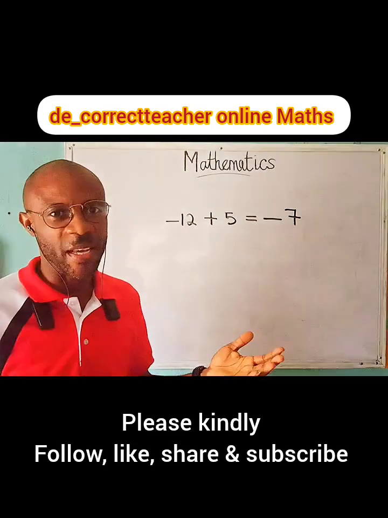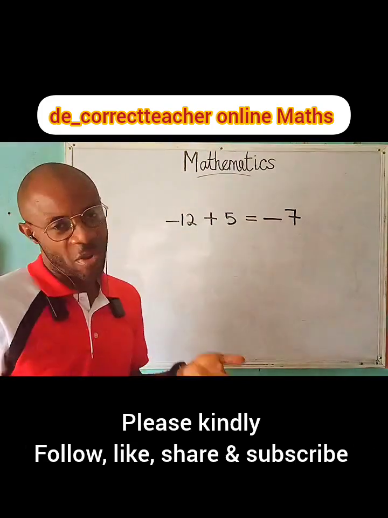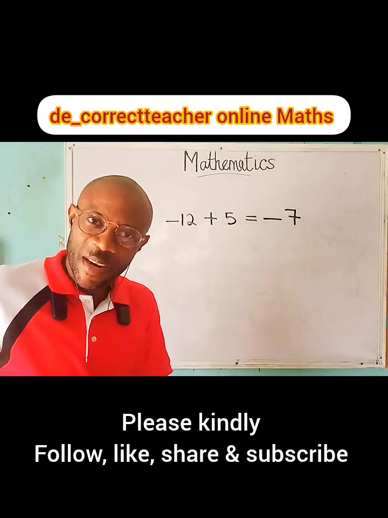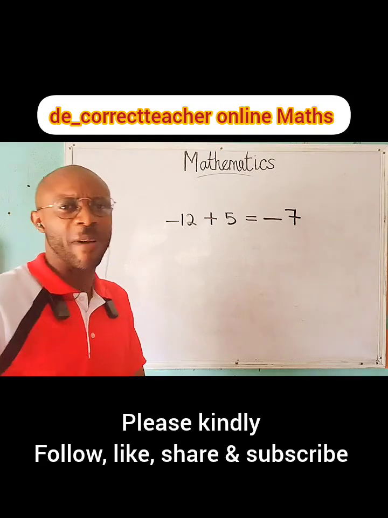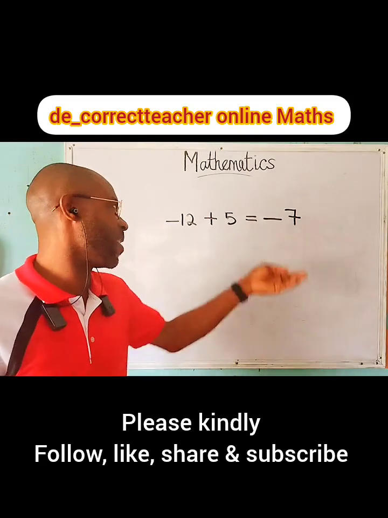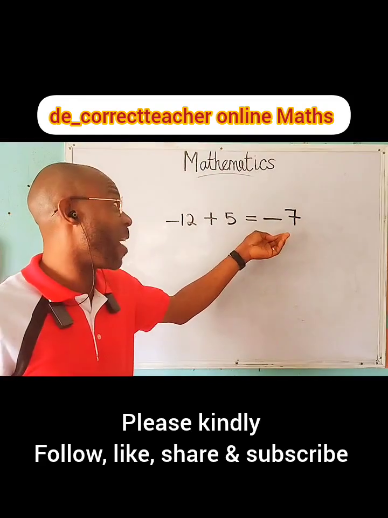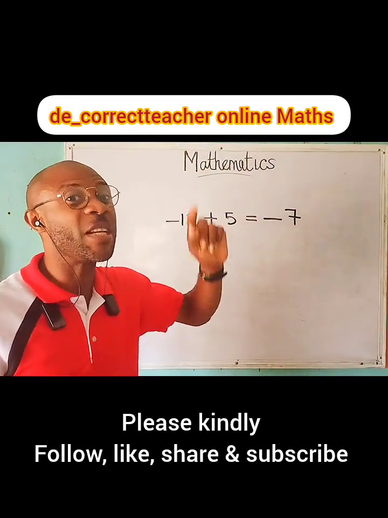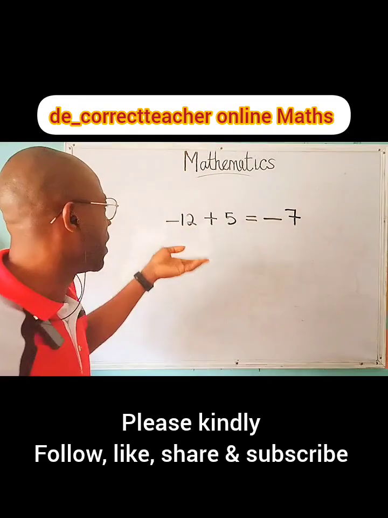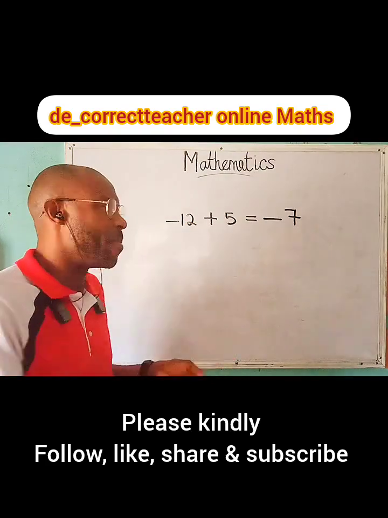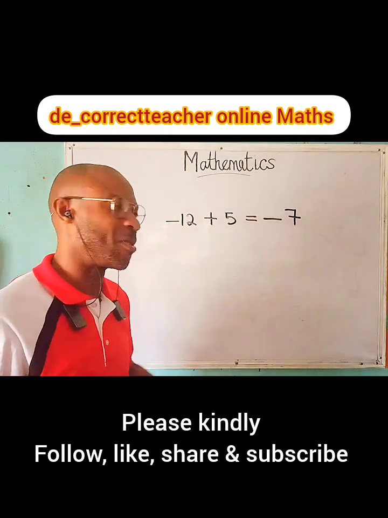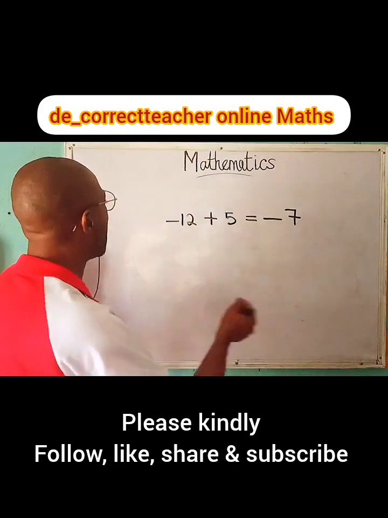Or you can just say, oh, you are owing somebody 12 naira and you have 5 naira in your pocket. What will you do? If you decided to pay the person your 5 naira, how much will you still be owing the person? 7 naira. So that is why you have minus 7, because you're still owing the person. Or you just use this, oh, which of them is bigger? 12 is bigger. I'll take the sign of the bigger number, which is minus. You have your answer.